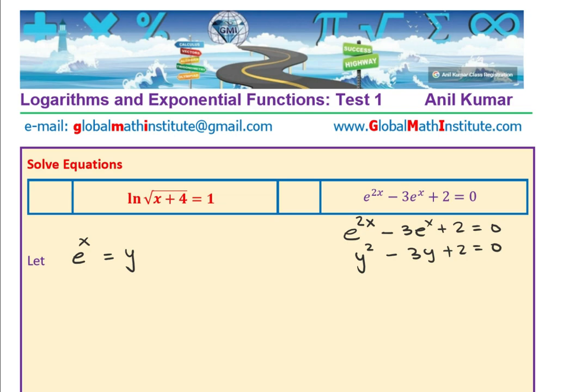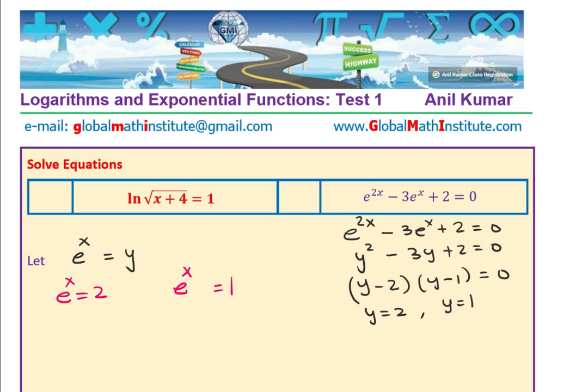Now we can solve it using product and sum. Two numbers whose product is 2 and whose sum is minus 3 are 2 and 1, both negative, right? So y minus 2 times y minus 1 equals 0, and that gives us two solutions. One is y equals 2, and the other one is y equals 1, correct? Now y is e to the power of x, so we can write these solutions as e to the power of x is equal to 2, or e to the power of x is equal to 1.